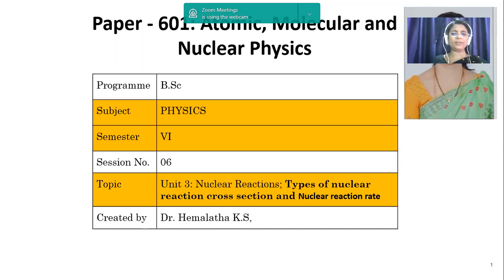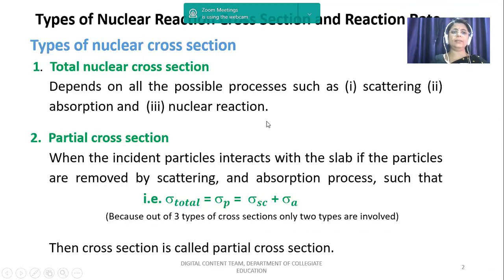In the previous session, I had explained the concept of nuclear reaction cross-section, and also I could explain the mathematical analysis of it in detail. In this particular session, I'm going to give you the complete detailed explanation of nuclear reaction cross-section types and nuclear reaction rate along with its mathematical analysis. So let me consider the types of nuclear cross-section here.